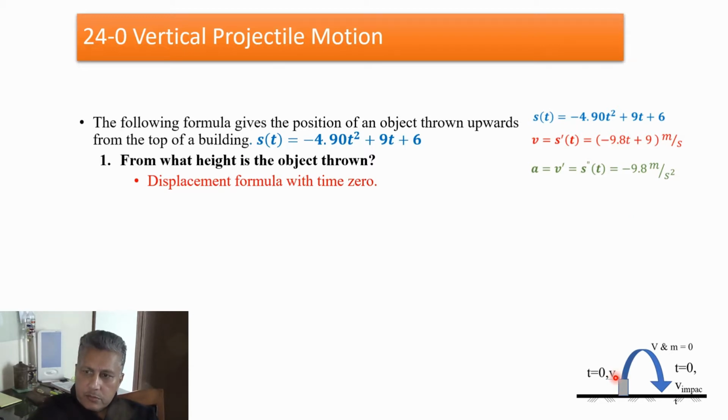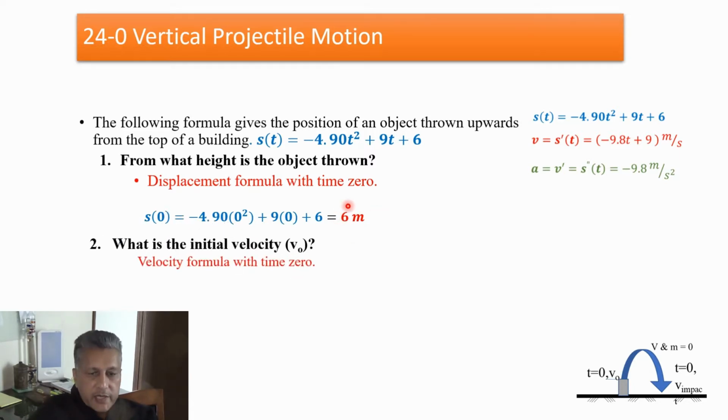time is 0. So if I were to take the displacement formula and substitute 0 for t, I will get the height of that building. So that's what I've done here. And this becomes 0, that becomes 0, 6 meters. Okay, 6 meters is the height of the building.